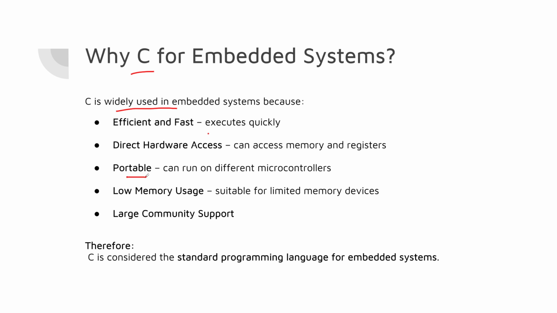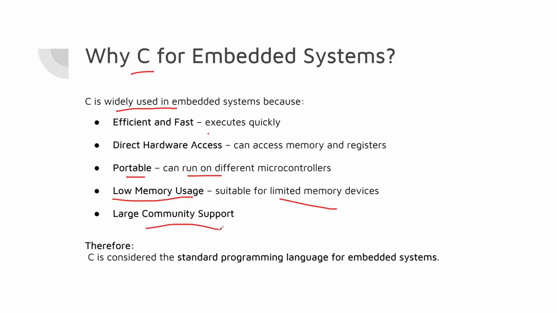As well as that, C is portable. It can run on different microcontrollers. If I am moving from one microcontroller to another microcontroller, changes will be minimal only. We can easily use the same language in multiple microcontrollers with small changes. Next one is low memory usage. Our embedded systems mostly come with limited RAM and ROM only. By using C, we can easily use the limited memory.